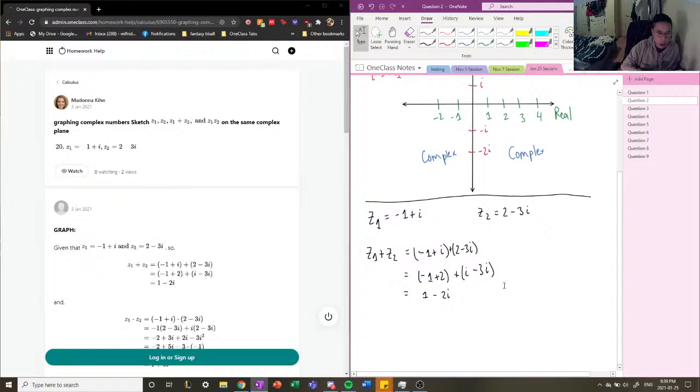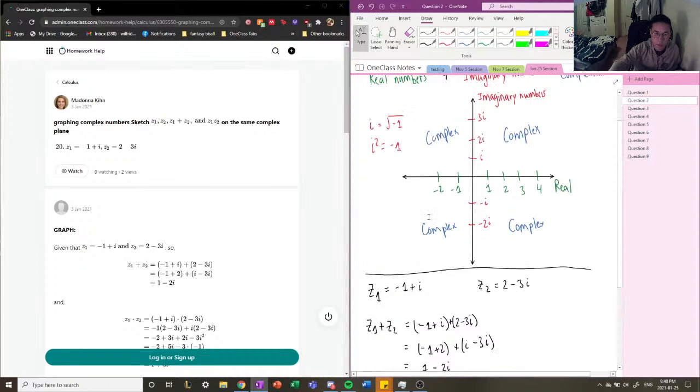So what about z1 times z2? It's going to be kind of like expanding a factored form of a quadratic function. You're going to use the FOIL method or whatever method you choose to expand this. So -1 times 2, plus 1 times 3i, plus i times 2, minus i times 3i. So this is going to equal -2, this is going to equal 3i, this is going to equal 2i.